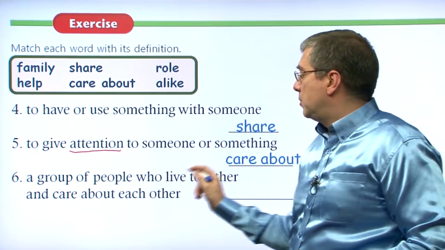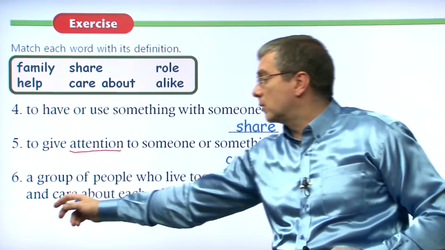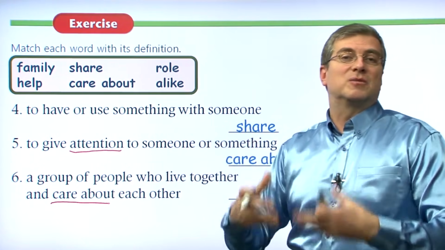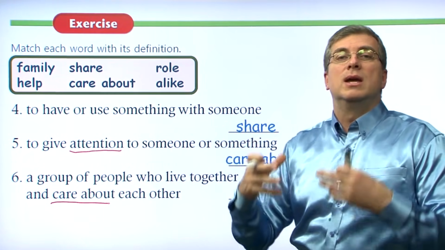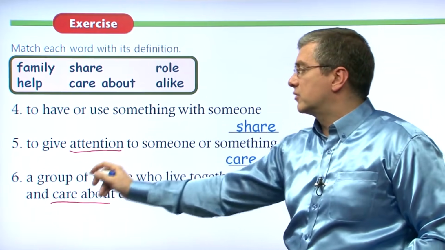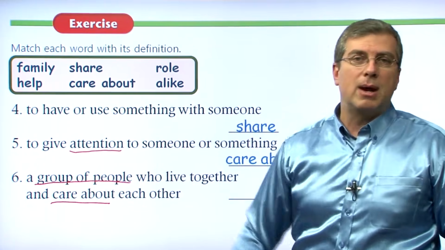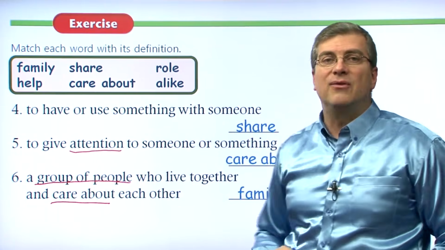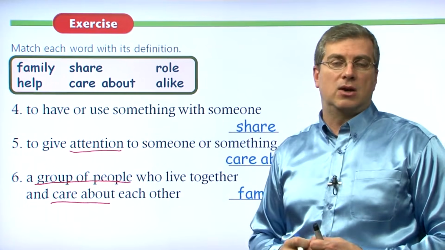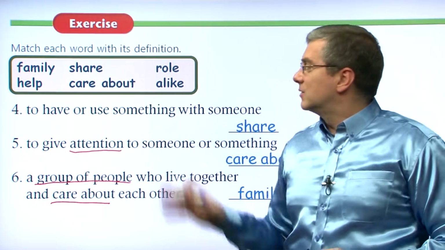Number 6. A group of people who live together and care about each other. That's very important. We just talked about how care about is not just paying attention, it's also helping each other, loving each other. And that's an important part of this group of people. So what group of people do that? They live together, they care about each other. Of course, they are a family. They live together, they care about each other, and they share their daily lives with each other. Okay, so those are our words.